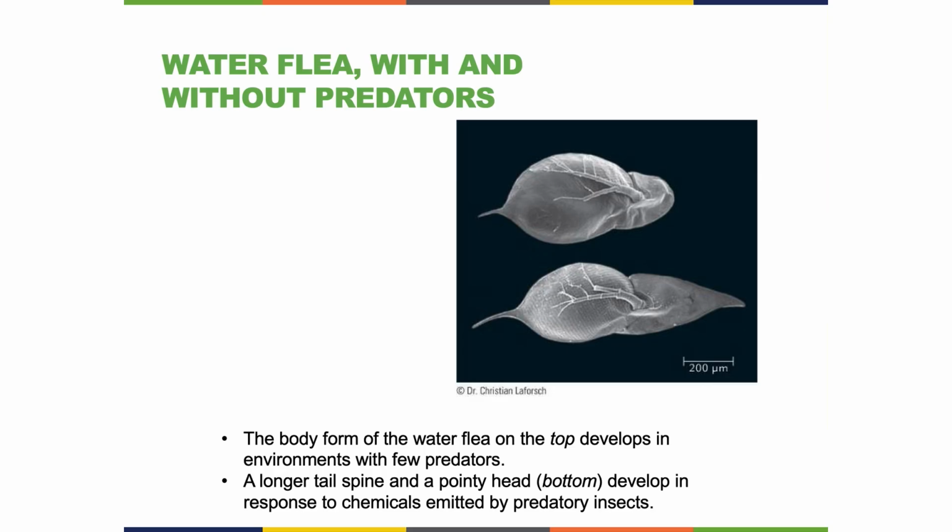Water fleas. Okay, some of you may have seen water fleas in your pond water samples. Normally they look like this. They're shorter and a little longer and round. But if they're in a pond with a lot of predatory insects that feed on them, the chemicals emitted by the predatory insects will cause them to grow a longer spine and a pointy head, which probably makes them harder to consume than these are. All right.